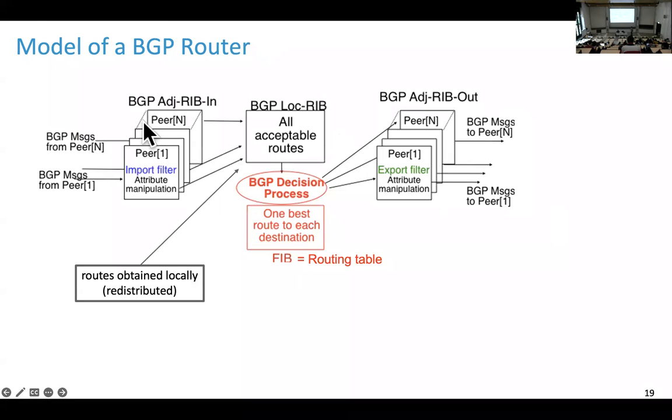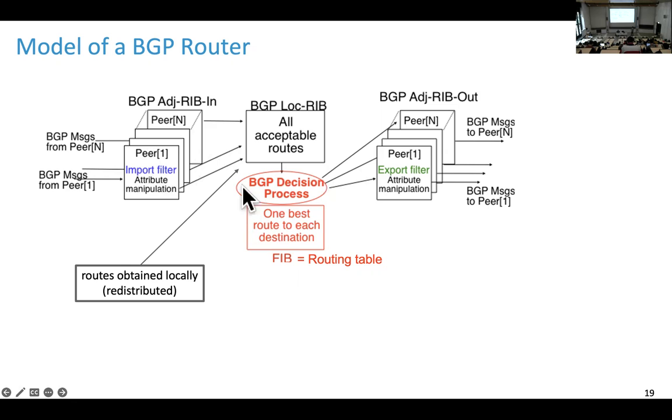So I do a small recap here. From each peer, we will receive some advertisements, some routes, and we will apply the import filter, with some of your rules, to kick out some of the incoming routes. So you might not accept some routes from some of your peers. Then we have the set of all acceptable routes. These are the routes that have already passed your import filter, so you could pick any of them.